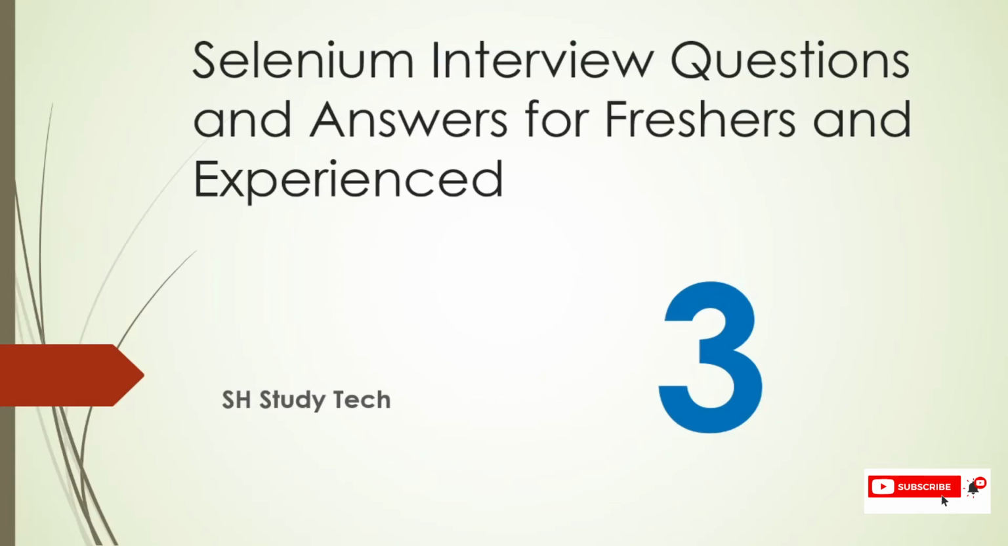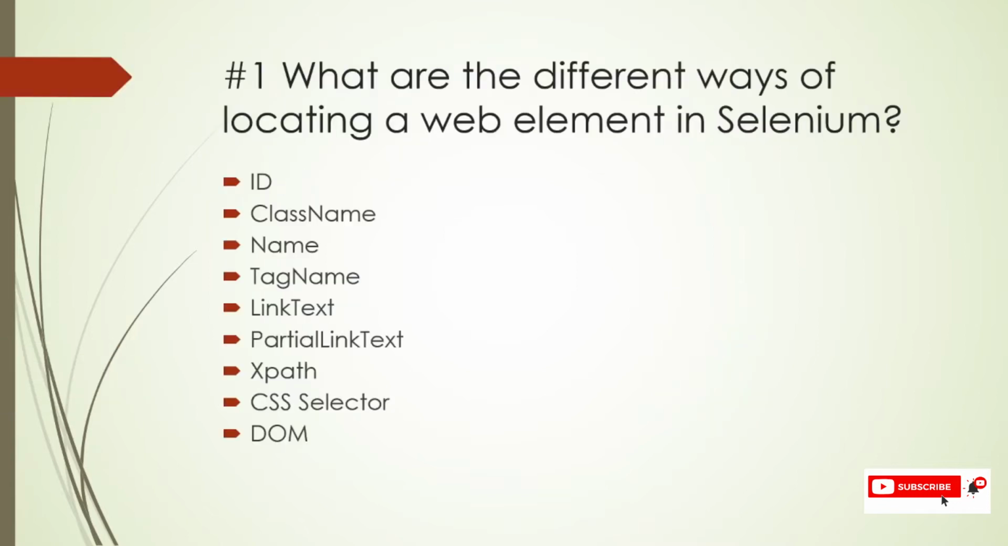So today we are with another episode of Selenium interview questions and answers for freshers and experienced. So let's get started. The first question is, what are the different ways of locating a web element in Selenium? So we have different locators to locate a web element, which are ID, class name, tag name, link text, partial link text, XPath, CSS selector and DOM. So these are the major locators that we use to perform locating web element.